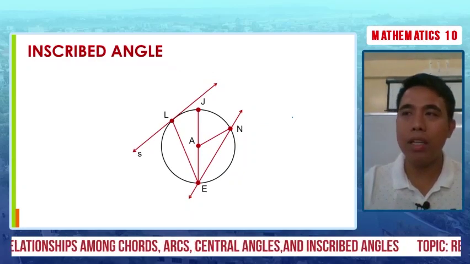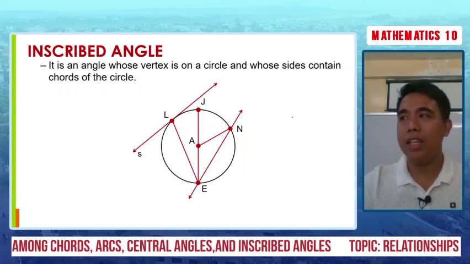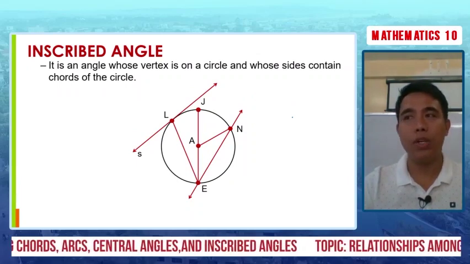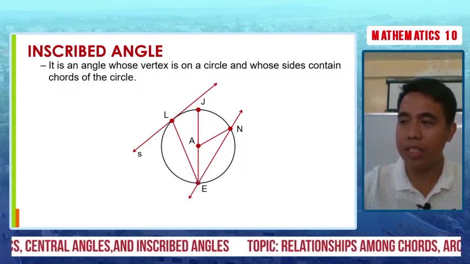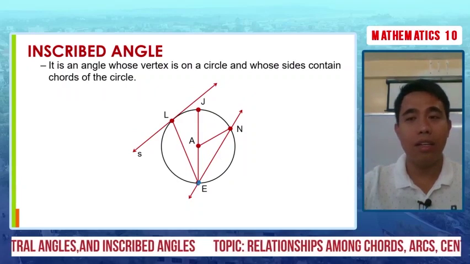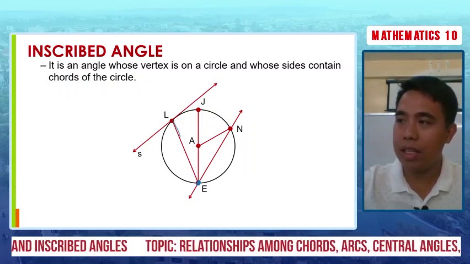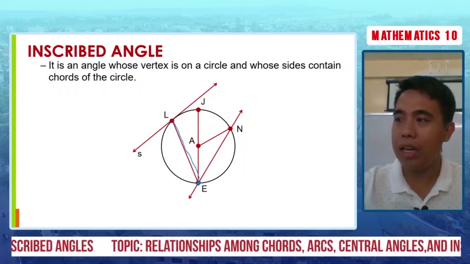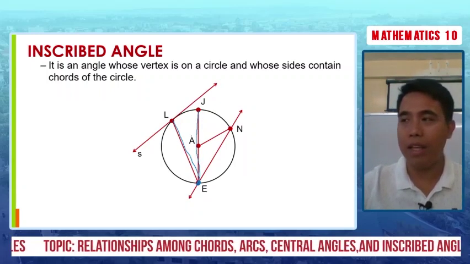And then, let's review yung inscribed angle. Yung inscribed angle naman, it is an angle whose vertex is on a circle and whose sides contain chords of the circle. So, angle pa rin siya, pero yung vertex niya nasa circle na, on the circle. So, an example of that is angle L-E-J is an inscribed angle.